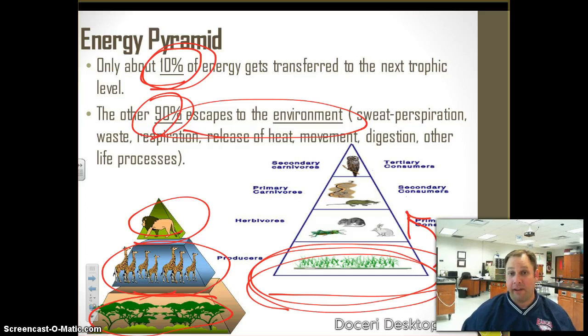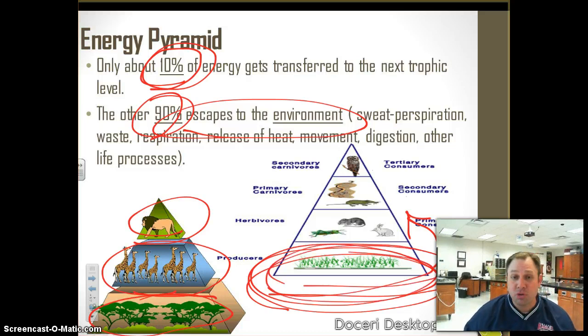Now, if something came along and ate you, that means only 10% of the energy in you would go on to that next organism. So when an animal eats these herbivores, or excuse me, these producers, these autotrophs down here, only 10% goes to their functioning, and the rest gets wasted in the environment. So as you go up, you continually lose more and more energy. Less and less gets passed up through the process of the energy pyramid.